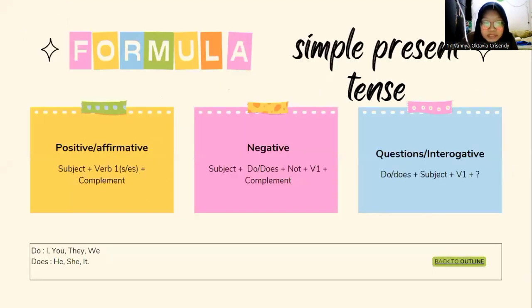Formula of simple present tense. Positive or affirmative is subject plus verb 1 plus complement. Negative is subject plus do or does plus not plus verb 1 plus complement. Question or interrogative is do or does plus subject plus verb 1. Do is for I, you, they, and we. Does is for he, she, it.